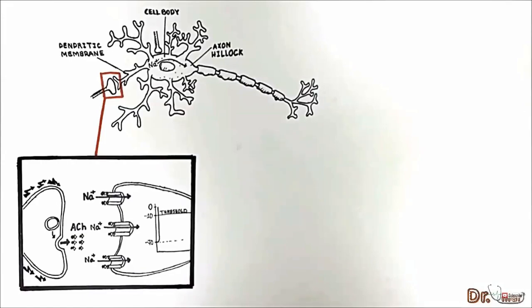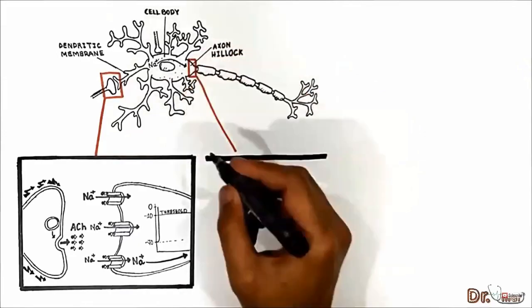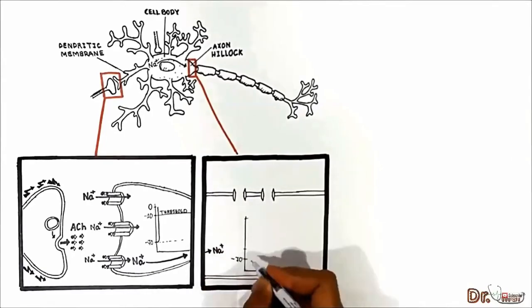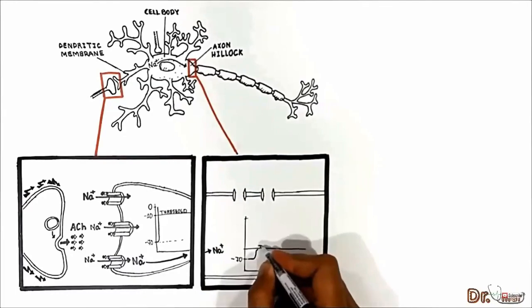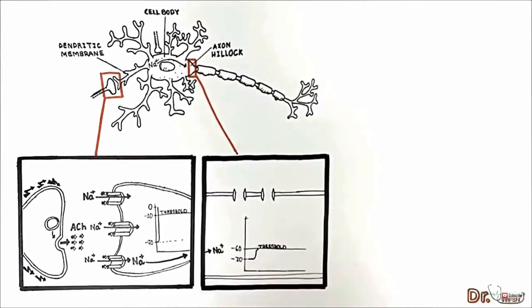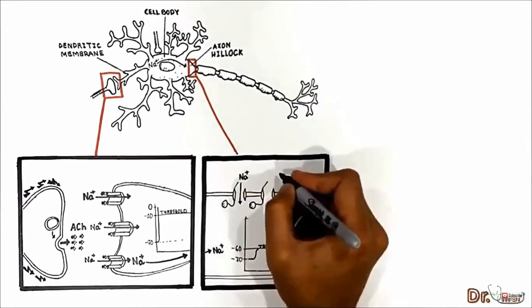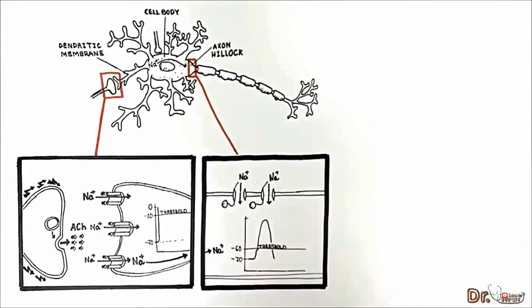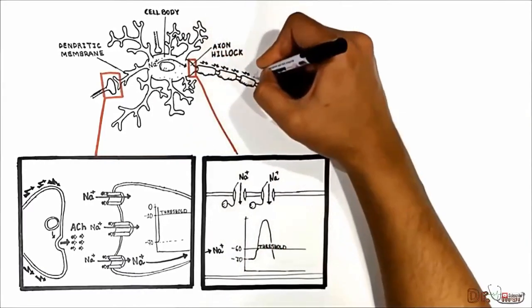The only region near the dendrites where we do have a high density of voltage-gated sodium channels is the axon hillock. Let me zoom in on the membrane of the axon hillock. When a current flows up to the axon hillock, it takes the membrane potential from its resting state out to the threshold potential. As a consequence, the voltage-gated sodium channels open up, and we get a sodium influx, and this sodium influx initiates an action potential. This action potential further transmits forward along the axon.